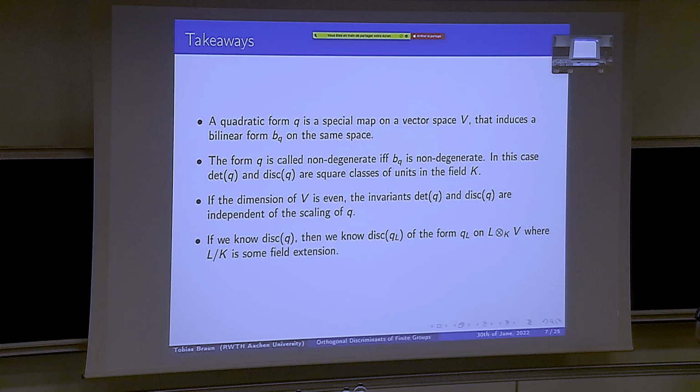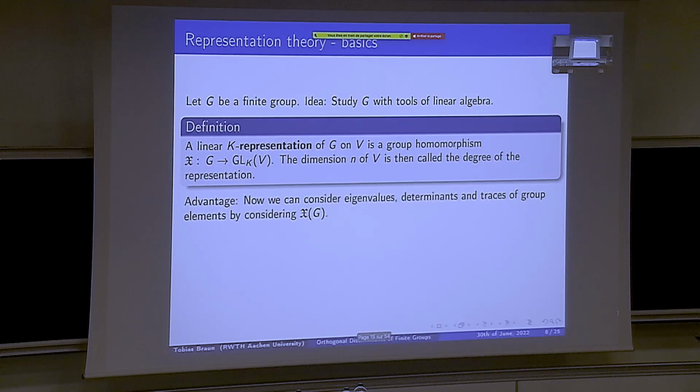OK, so now we come to the representation theory part. And here we're going to start with just a finite group. The basic idea of representation theory is that groups are hard to understand, so we want to use linear algebra. So the basic definition of representation theory is the following.